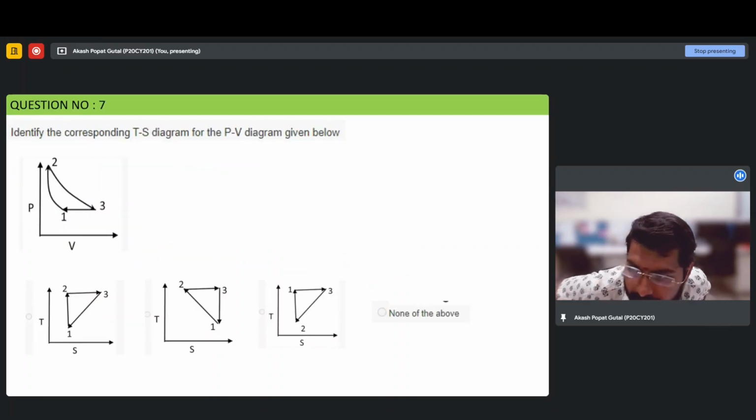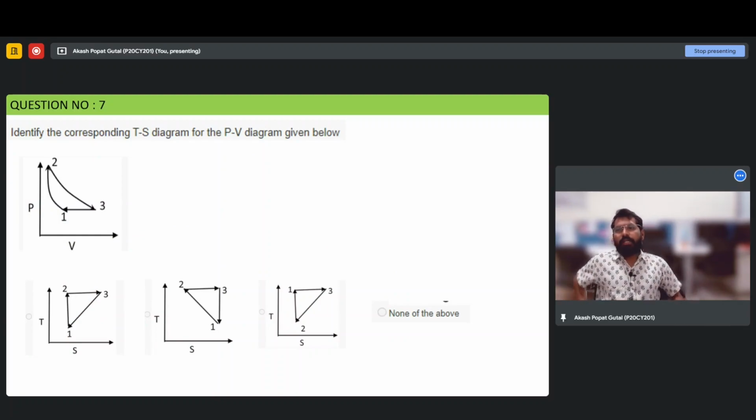Question number 7 is: identify the corresponding TS diagram for the PV diagram given below. So a PV diagram is given. You need to find out the exact representation of the system using the TS diagram, that is the temperature-entropy diagram. Take 2 minutes to solve this question.